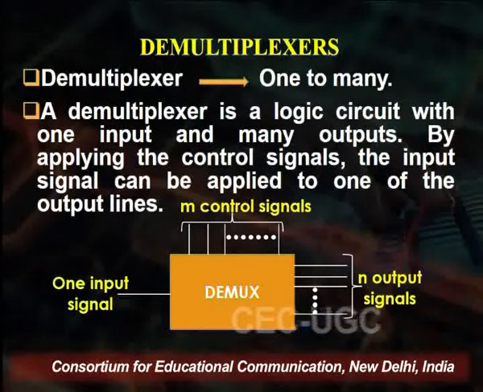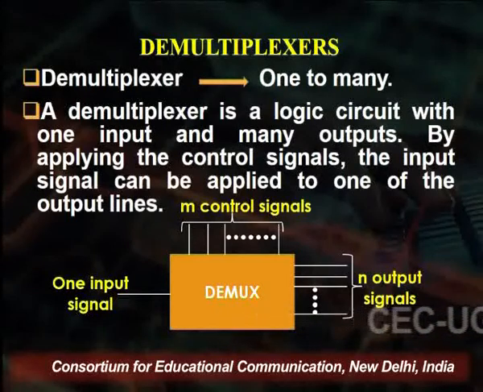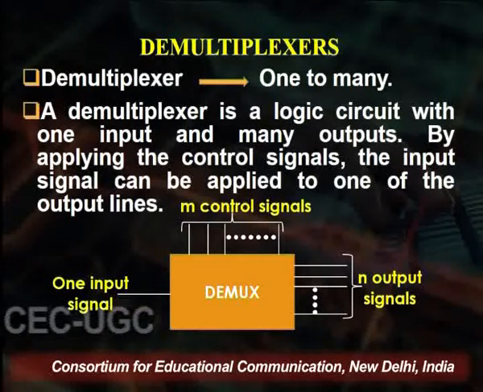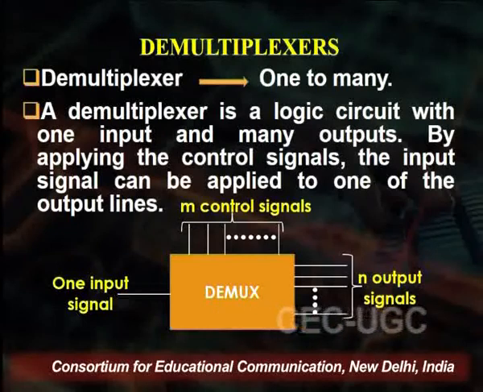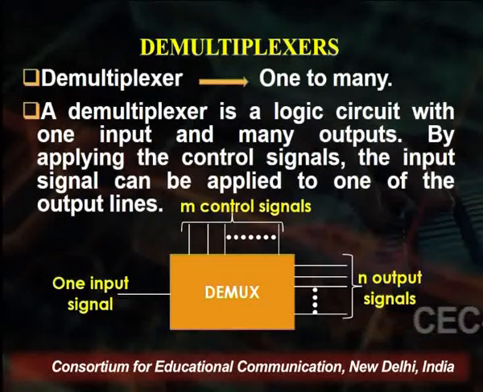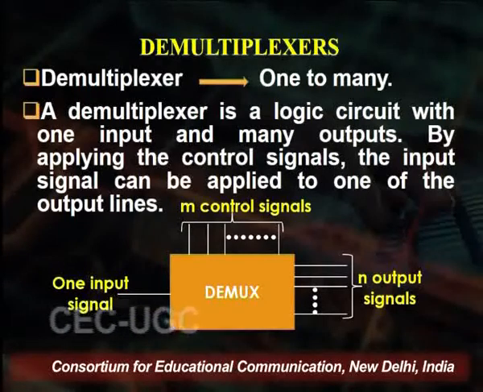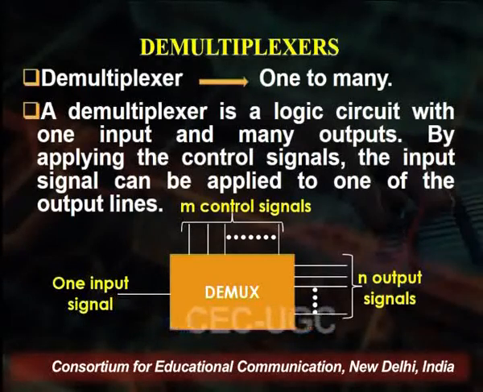So demultiplexer, DMUX is its acronym. DMUX means one to many, and a demultiplexer is a logic circuit with one input and many outputs. And by applying control signals, the input signal can be applied to one of the output lines.